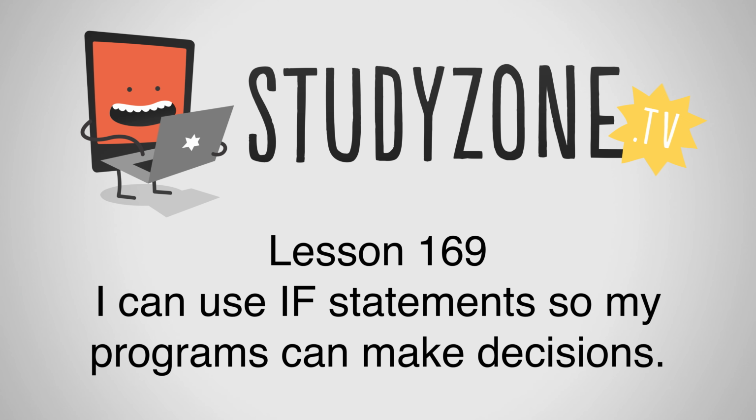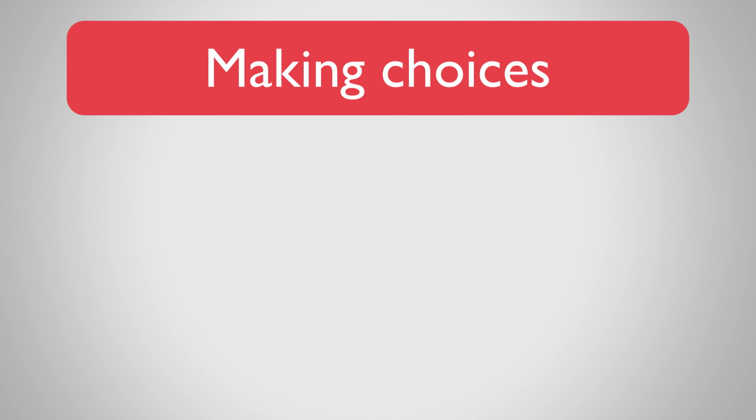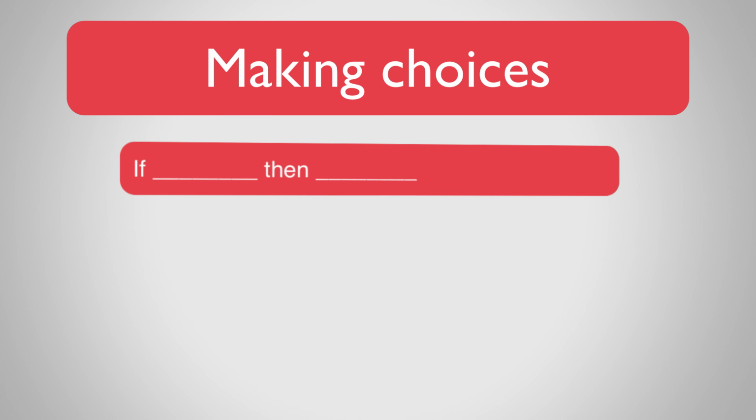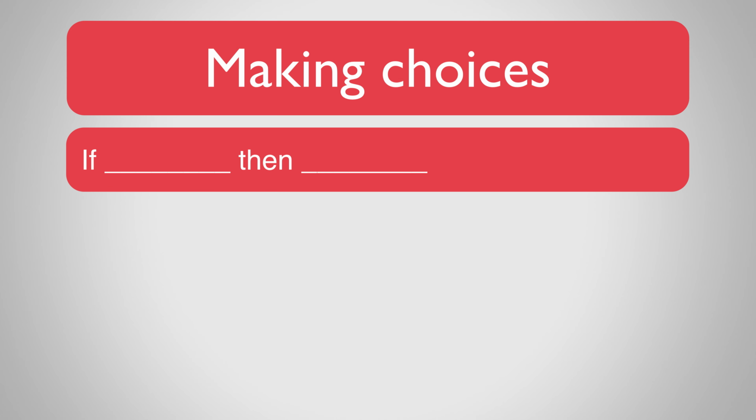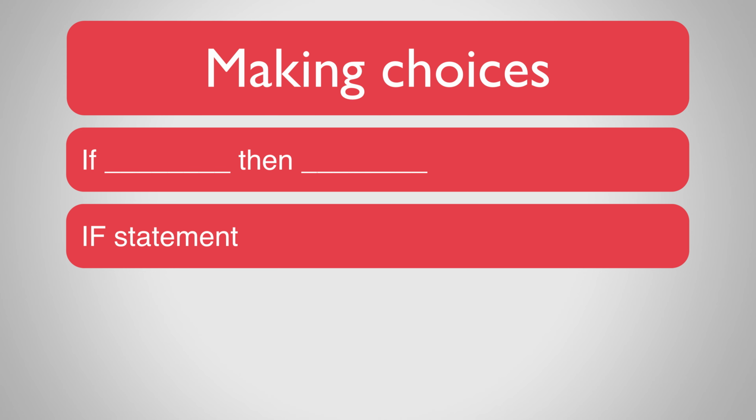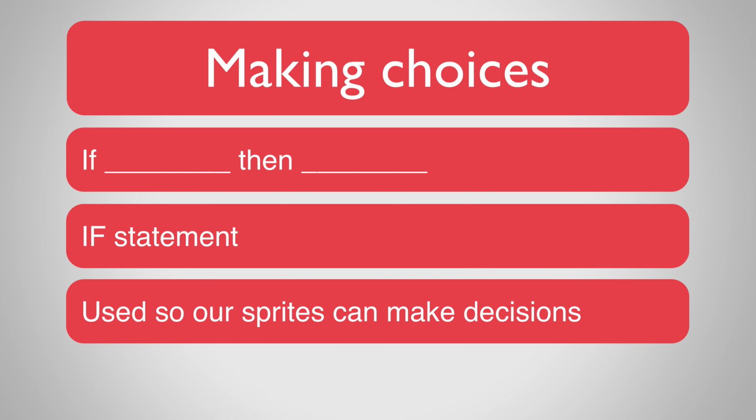In the last lesson, we looked at the concept of making choices based upon information we had available. For example, if it's raining, we wear a coat. We learned how this concept is known as an if statement. In this lesson, we're going to learn how to use if statements to make our sprites make decisions on what to do, rather than us having to tell them every single time.